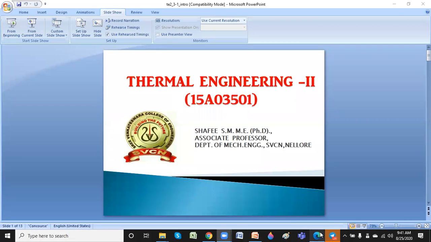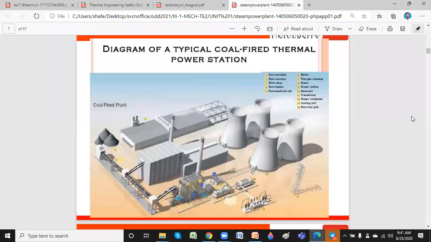Okay, now I think this is exactly where I stopped last class. So what you have seen previously for the steam power plant is a block diagram or a schematic of various components. Now this particular slide gives you exactly how a power plant looks like.